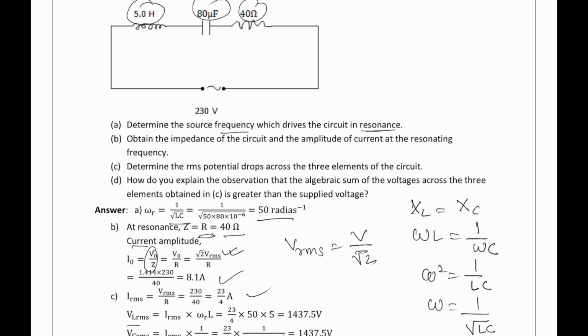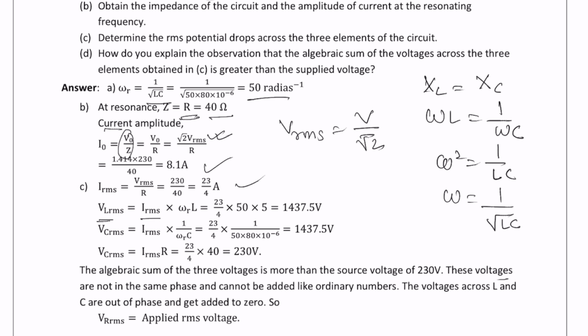The potential drop across the inductance is equal to the current times the resistance offered by the inductance. The potential difference across the capacitance is equal to the current times the capacitive reactance, the resistance offered by the capacitor, 1 by omega C. At resonant frequency it is omega L, correct? So this we can find out. Potential difference across the resistance is current into resistance.